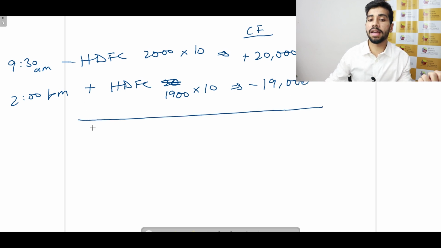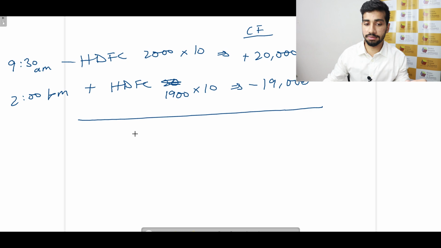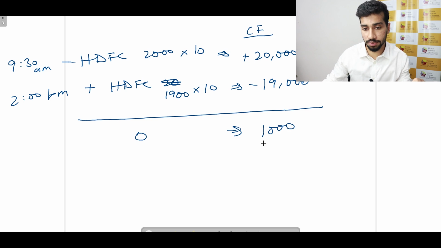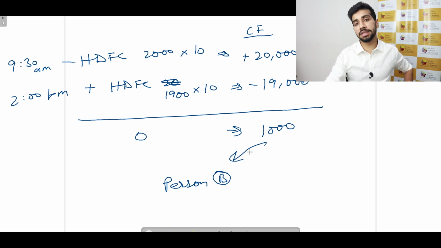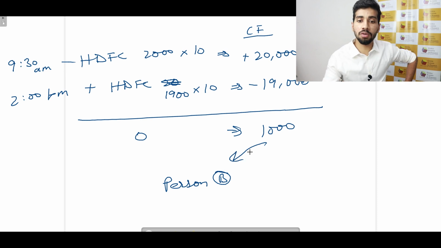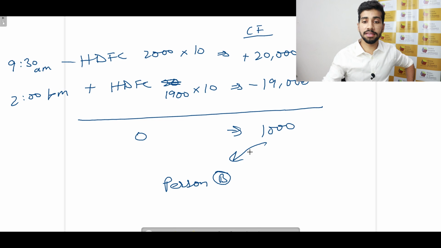So again, NSE will see the net trade. Net trade is what? He sold 10 shares, he bought 10 shares. Again, zero. The amount he's left with is 20,000 minus 19,000, which is 1,000. So person B will be credited 1,000 rupees. So this is how we trade, or maybe how we short sell in intraday. And this is very simple.